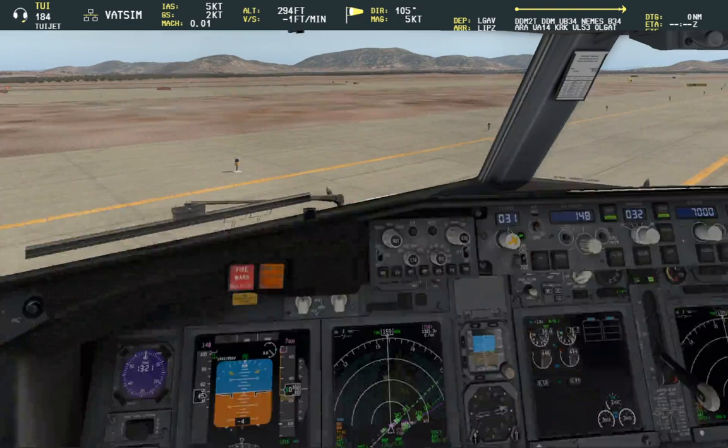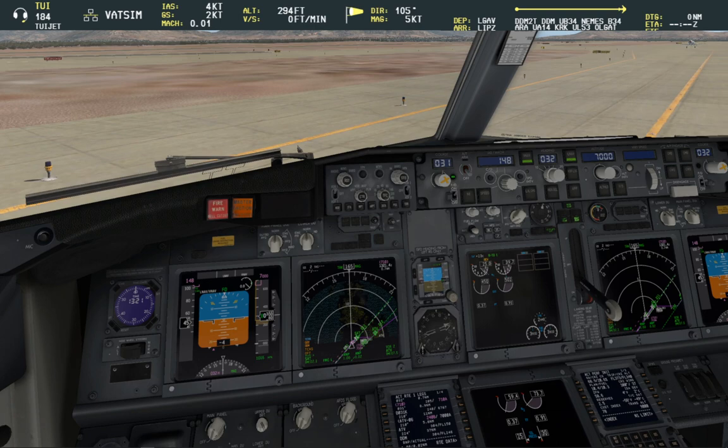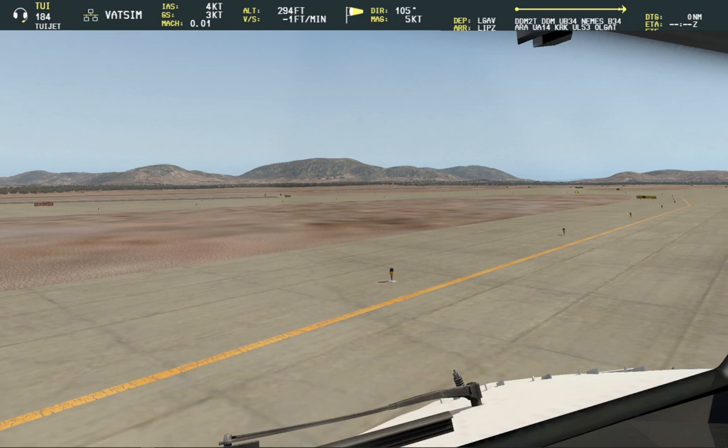Why is this always going to reverse this left engine? What the hell? No, we are doing fine. Let's go. Out of here.